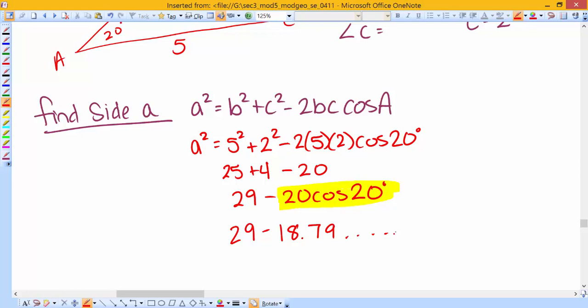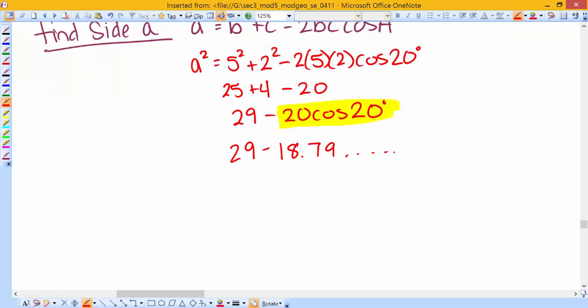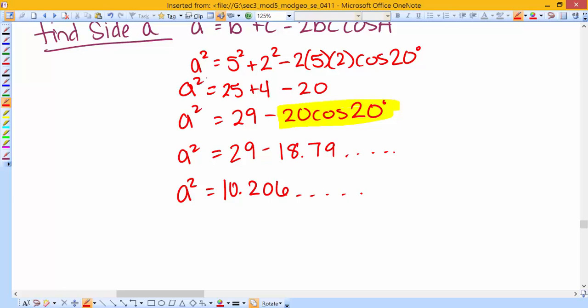And I get 10.206, and I'm going to keep that decimal in my calculator because it's equal to a squared. All of this was equal to a squared. I just didn't keep writing it. Constantly equal to a squared all the way through.